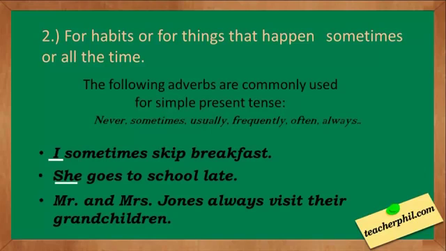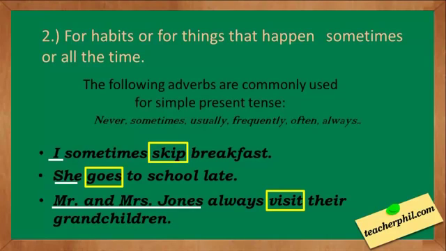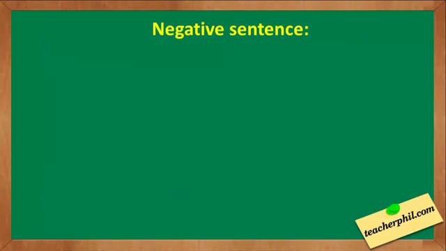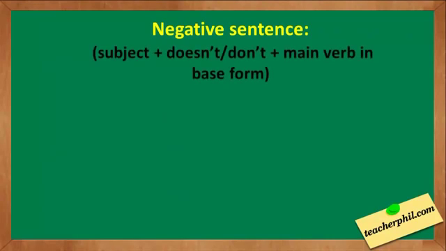I, she, and Mr. and Mrs. Jones are the subjects in these sentences, while skip, goes, and visit are the verbs. If you notice, all the examples follow the pattern subject plus main verb. For the negative sentence, the pattern is subject plus doesn't or don't plus main verb in base form.